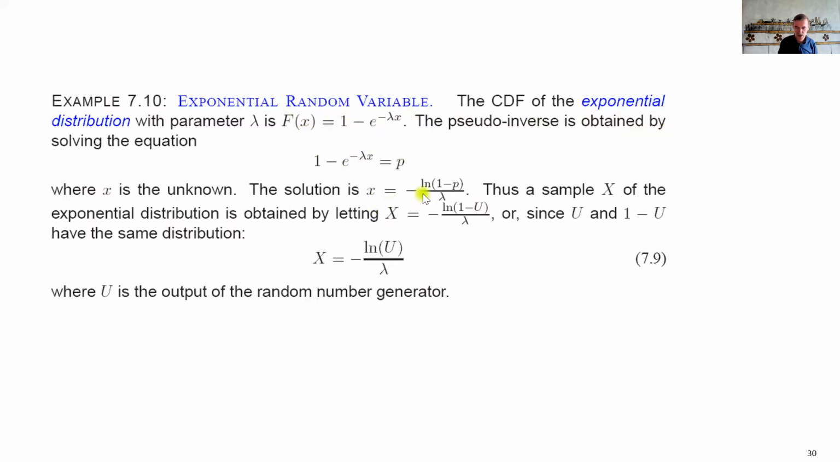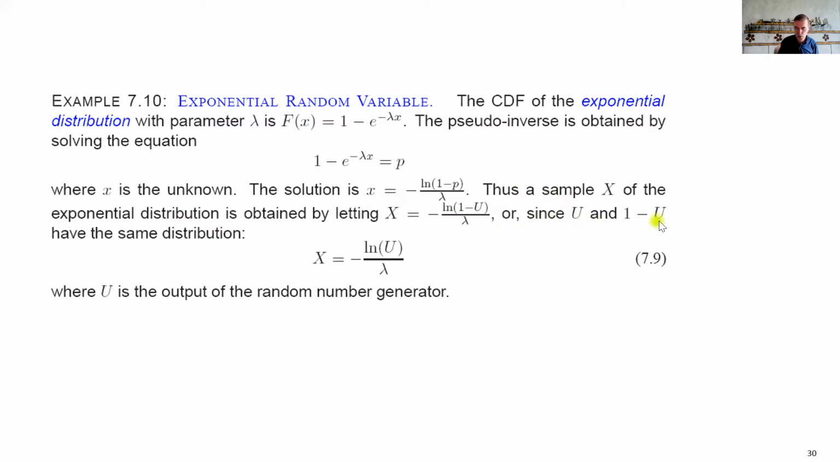The solution is x equals minus ln, the log, of 1 minus p, over lambda. So I can now take as argument u, which is uniform between 0 and 1. If I write a program that computes minus log of 1 minus u divided by lambda, that's my capital X, and this will give me exactly an output that has the exponential distribution with parameter lambda.